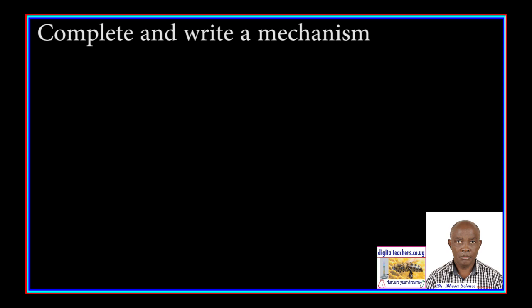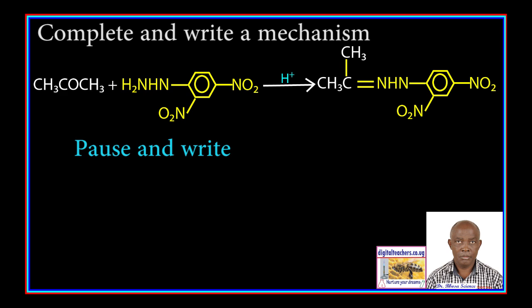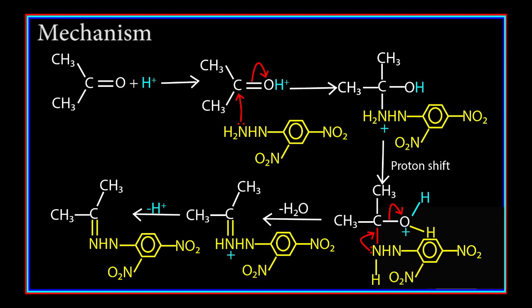Complete and write a mechanism between propanone and 2,4-dinitrophenylhydrazine. Solution. Propanone reacts with 2,4-dinitrophenylhydrazine to form the product. The mechanism is as follows.